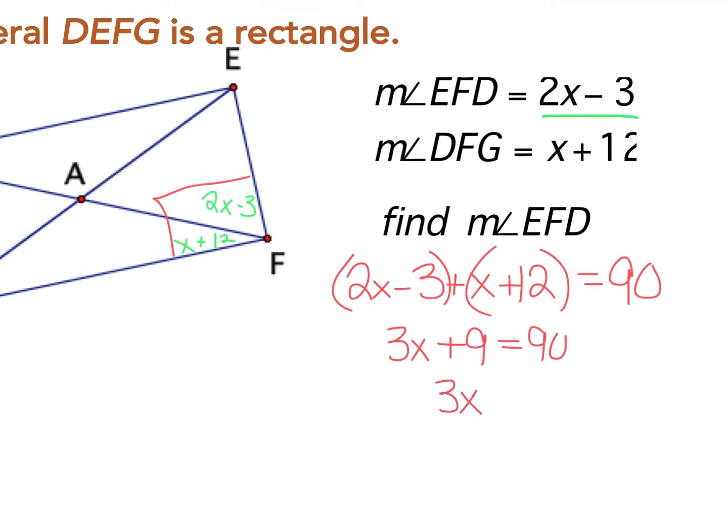Subtract 9 from both sides. We have 3x equals 81. Divide by 3. We get x is equal to 27.